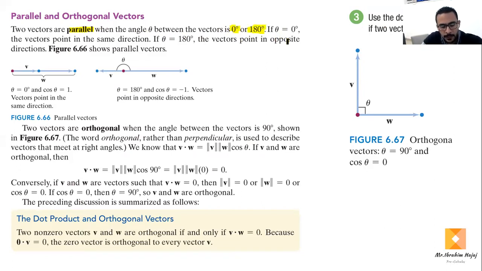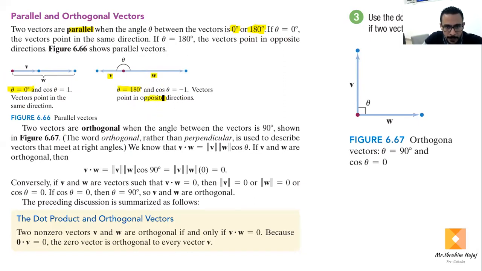In the first case, if the angle theta is 0 degrees, the vectors point in the same direction. Here, when theta is 0, you will find that both vectors, v and w, are in the same direction. But when the angle is 180, cosine of the angle 180 is -1, so vectors point in opposite directions. The v is on the left side and the w on the right side.